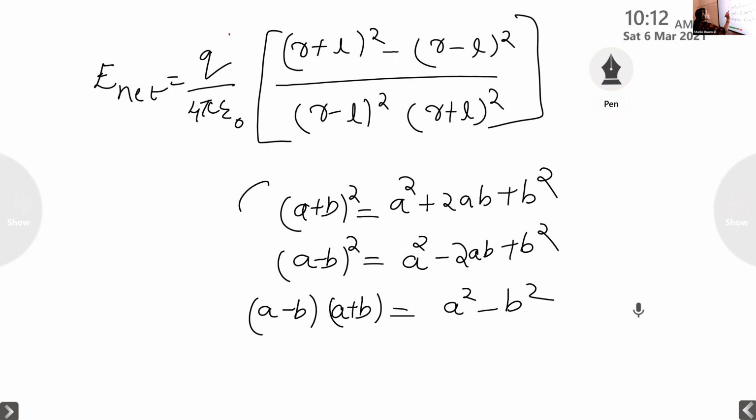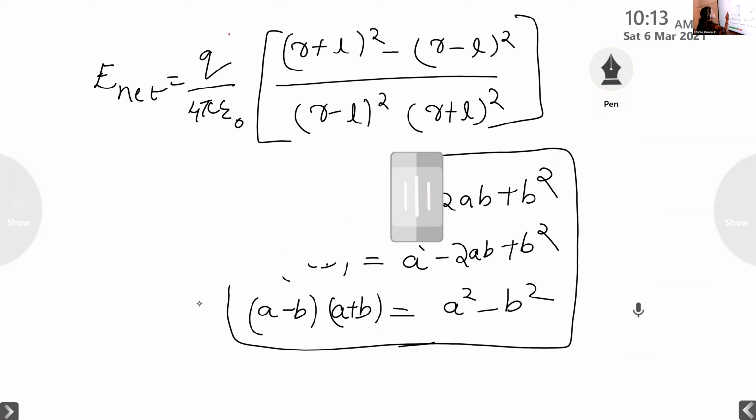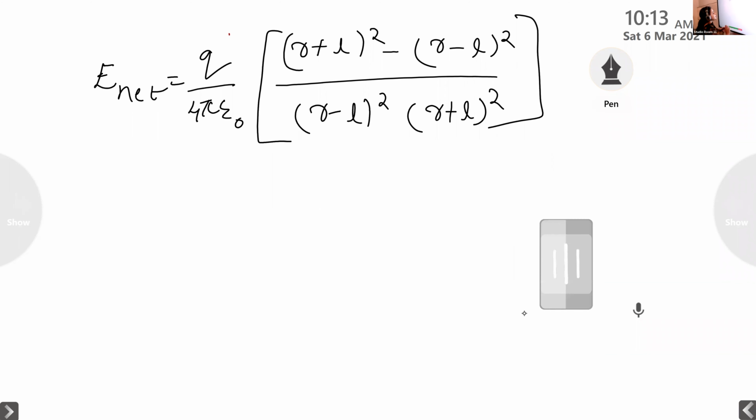So we can use these identities for the terms inside the bracket. A plus B the whole square is equal to A square plus 2AB plus B square. A minus B the whole square is equal to A square minus 2AB plus B square. And A minus B into A plus B is equal to A square minus B square. Then what changes take place in our equation?